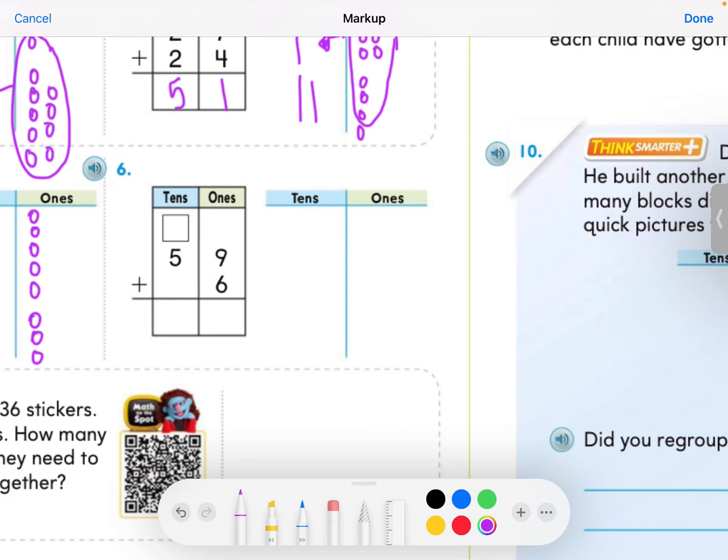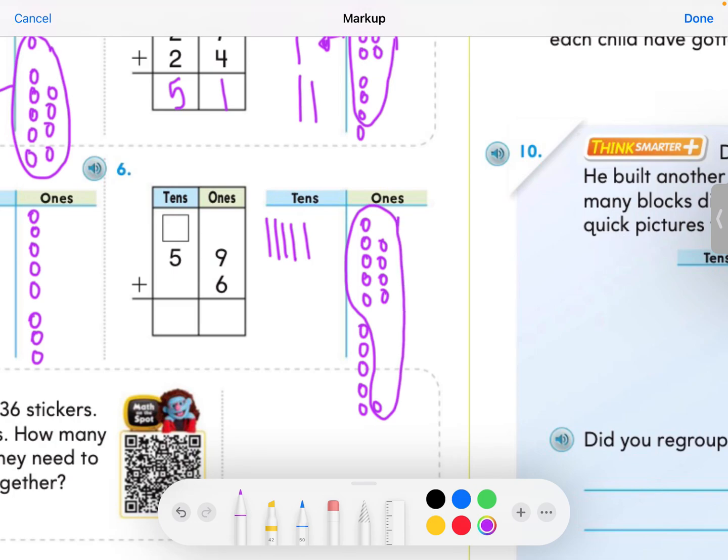Number 6, 59 plus 6. I'm going to draw 5 10s and 9 1s to represent 59. I'm going to draw 6 1s. How many 1s do I have? 9 plus 6. I know that 9 plus 6 is 15. Is that enough to create a 10? It sure is. So I'm going to take my 9 from the top, and I'm going to take 1 from down here. That gets me to a 10.